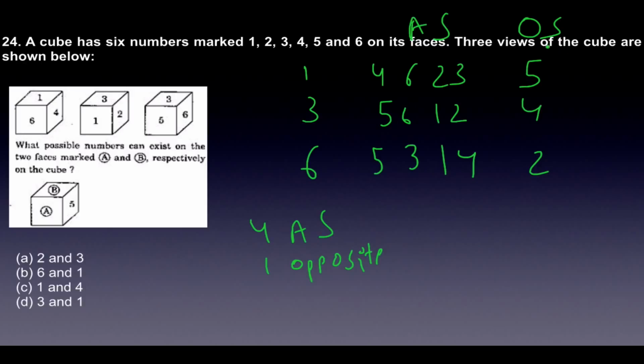Now you can easily see which side does not appear near 1. Can you see this? What possible numbers exist on A and B? Since 5 has 1 as opposite, 1 cannot be there in adjacent faces. So the answer remains 2 and 3. Very simple. It could be 4 or 6 also. It could be 4 or 3 also. It could be 6 or 3 also. So these are the pairs which are possible.